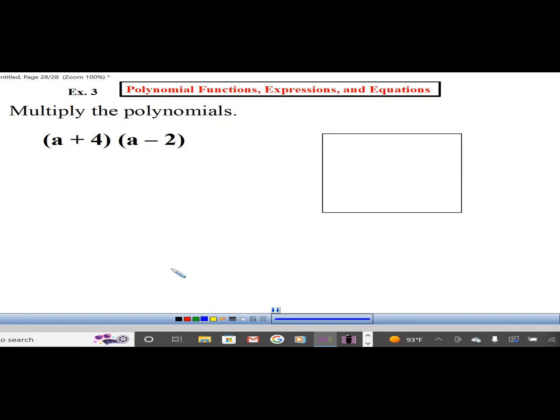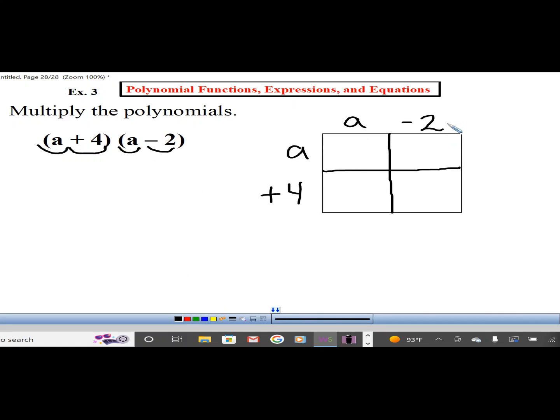Look up to your screen. I'm going to write the first binomial here straight top to bottom. I'm going to start with the first term. What's my first term? A, so I write it right there, and I draw a line across. The second term is what? Positive 4, so I'm going to write positive 4 right there. Now I go to the second binomial, and that one goes on top. What's my first term? A, draw a line down. And the last term of that second binomial is negative 2.